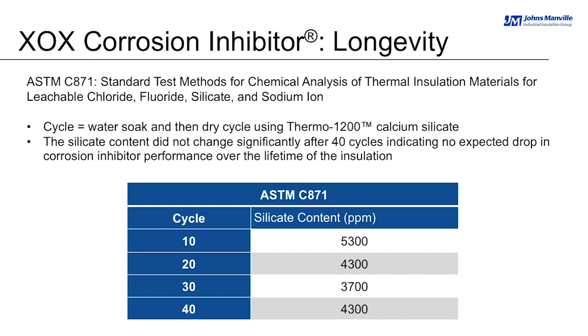So in this test, we subjected the Thermo 1200 to repeated wet-dry cycles, and then used one of the test methods from ASTM C871 to measure the leachable silicate content of the Thermo 1200 over time. What we found was that after 40 cycles, we did not see an appreciable drop in the silicate content. Therefore, we anticipate no impact to the inhibition performance over time.